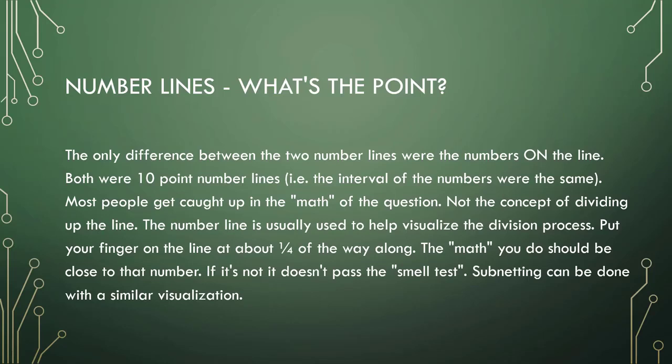Most of the time, the number line is just used to sort of visualize the division process. You put your finger about a quarter of the way along the number line, or about halfway and then halfway again. And the math you should do should be pretty close to that number if you were to sit down and actually do the long division or the calculator. And if it doesn't, it probably doesn't pass what I would call the smell test. Something smells funny. It probably does if it smells funny. Subnetting can be done with this similar kind of visualization as the number line.